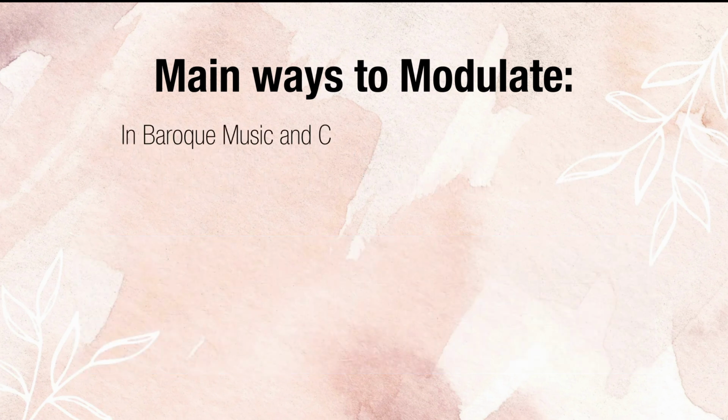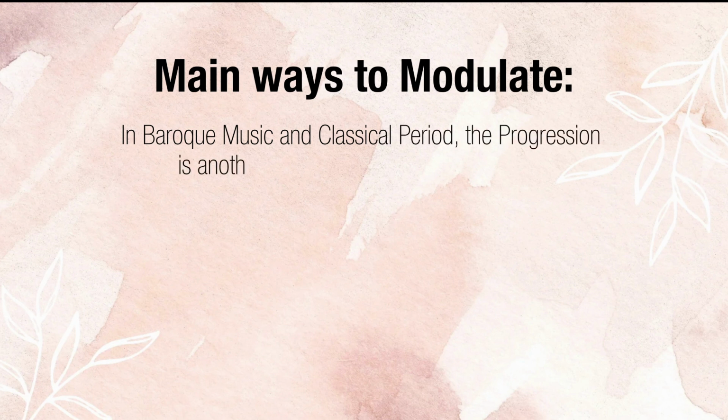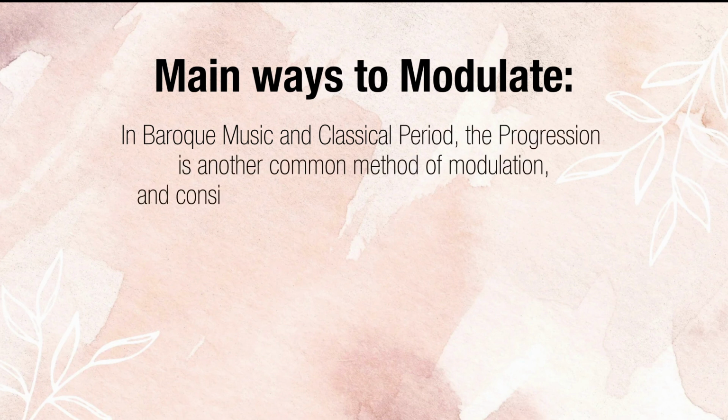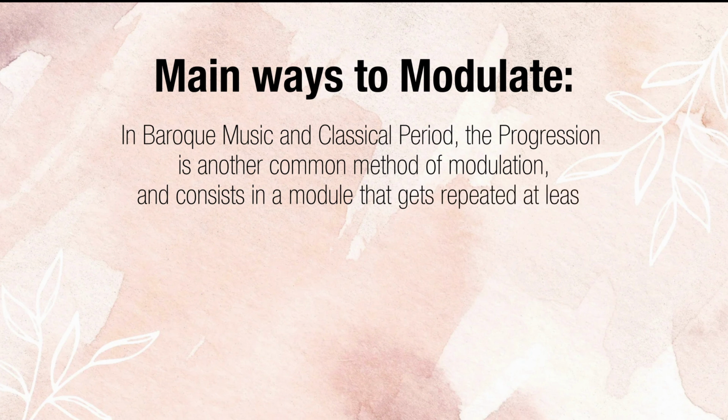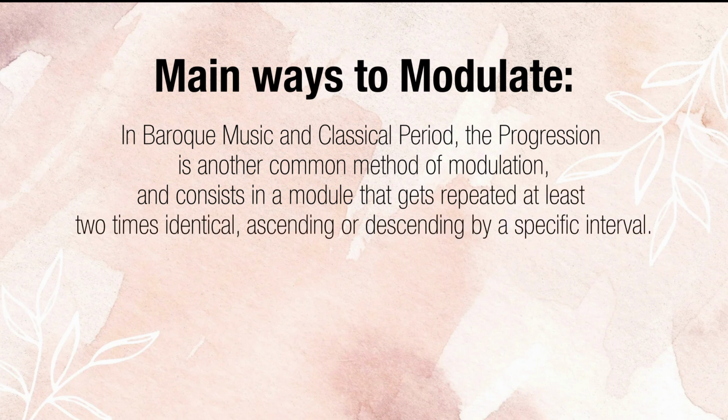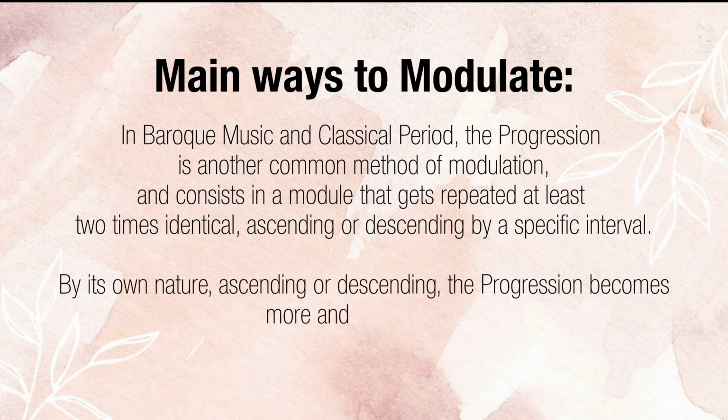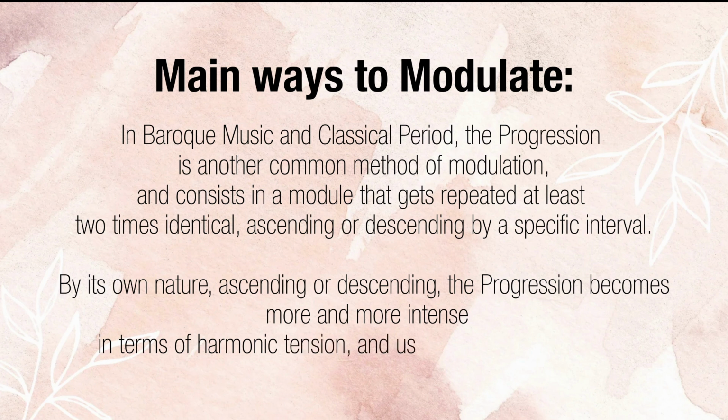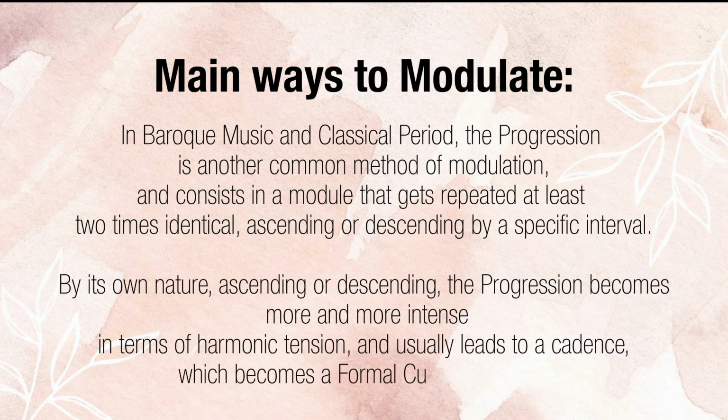In Baroque and classical period music, the progression is another common method of modulation, and consists of a module that gets repeated at least two times identical, ascending or descending, by a specific interval. By its own nature, ascending or descending, the progression becomes more and more intense in terms of harmonic tension and usually leads to a cadence, which becomes a formal cue in the piece.